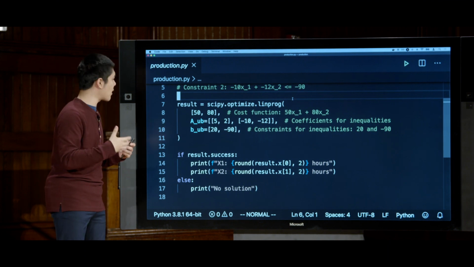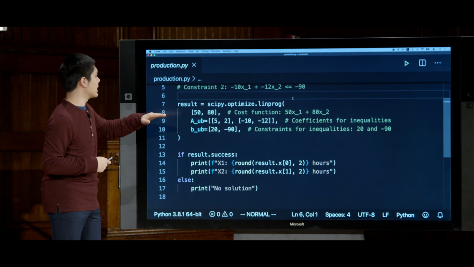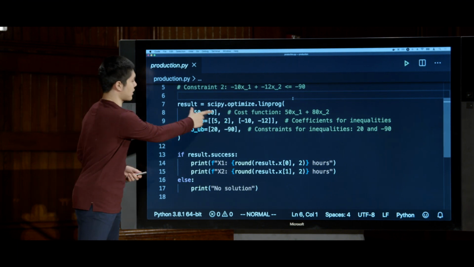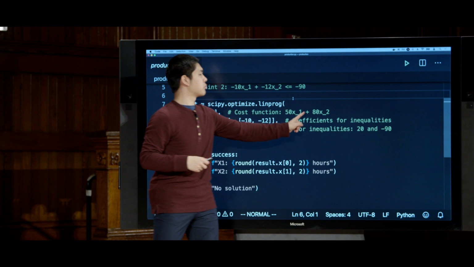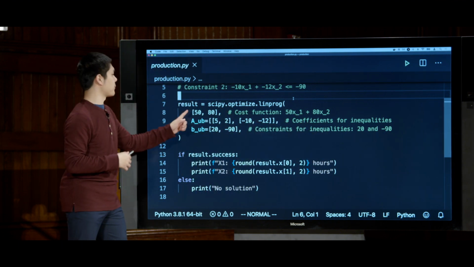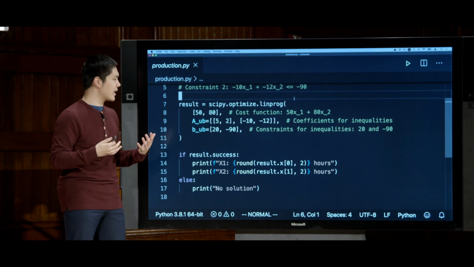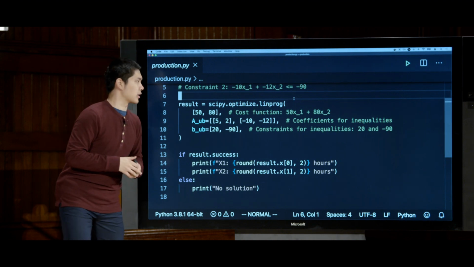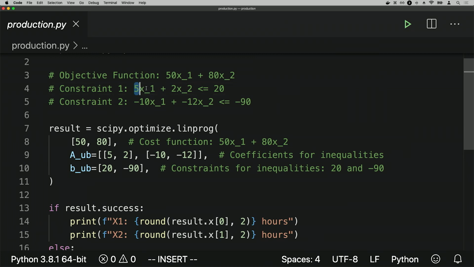So it needs to be in a particular format, which might be a little confusing at first. But the first argument to scipy.optimize.linprog is the cost function, which is in this case just a list that has 50 and 80, because my original cost function was 50 times x1 plus 80 times x2. So I just tell Python 50 and 80, those are the coefficients that I am now trying to optimize for. And then I provide all of the constraints. The constraints, which I wrote up above in comments, are: constraint 1 is 5x1 plus 2x2 is less than or equal to 20. And constraint 2 is negative 10x1 plus negative 12x2 is less than or equal to -90.